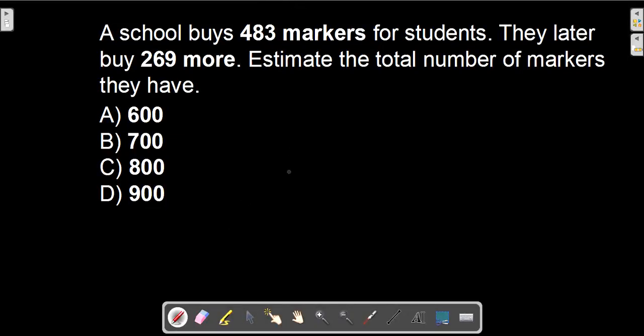A school buys 483 markers for students. They later buy 269 more. Estimate the total number of markers they have. I've got lots of options there. And in today's video, we're going to try to understand what it means to estimate.